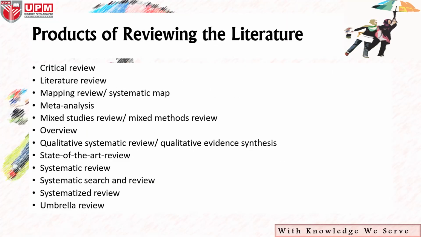Okay, so these are the products of the literature review. Products, output from your literature review. It can be the critical review. If you come out with the critical discussion, your literature review itself, the mapping review or systematic map, meta-analysis, mixed studies review or mixed methods review, overview regarding the interest topic, qualitative systematic review or qualitative evidence synthesis, state of the art review, systematic review dah ada tadi kat atas ada. Okay, and then systematic search and review, systematized review and umbrella review. So these are the examples of the outputs from the literature review.